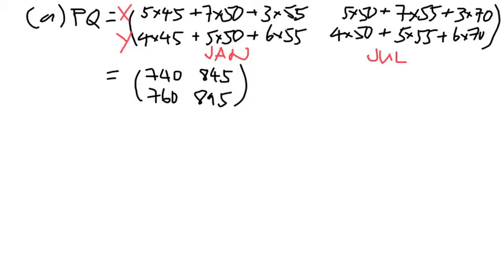Okay, so we get PQ, and in short, I won't write it down. PQ represents the total price of juice X and juice Y in January and July. You can indicate down here: this is for juice X, juice Y. We're looking at the total price in January and July. So even though I'm using a matrix and a matrix doesn't have headers and labels, I'm quite free to add my own just to help me understand what I'm doing. Okay, so this completes part A.